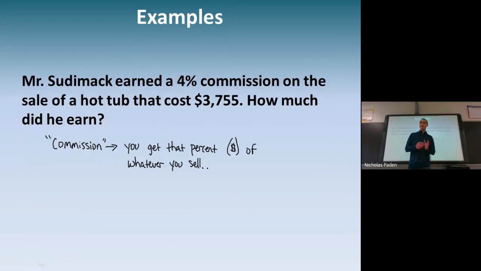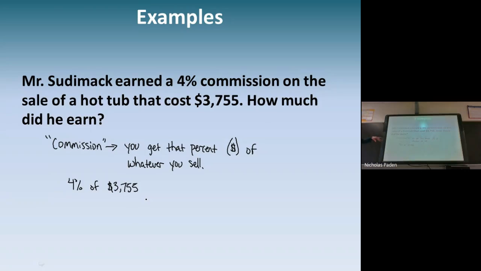Now, a lot of times people that get paid on commission, they also make a base salary. So they're going to make this much money every year, plus on top of that, the percent commission that they get. And so that's what commission means. So in other words, what we're trying to do, if we want to find out how much he earns, we've got to find 4% of what he sold the hot tub for, which is $3,755. So that's what we're going to do.